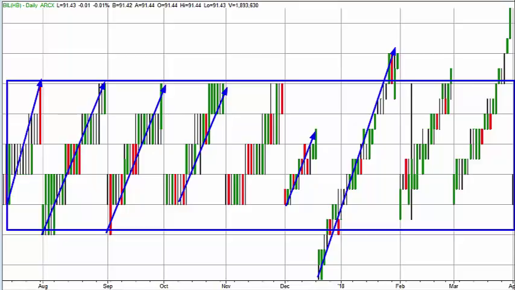So these are basically scalp type approaches. I mean, we're really talking pennies here in the move. But hey, pennies can add up to dollars, and again, it's just a simple trade. You don't have to be an expert trader to take advantage of this.